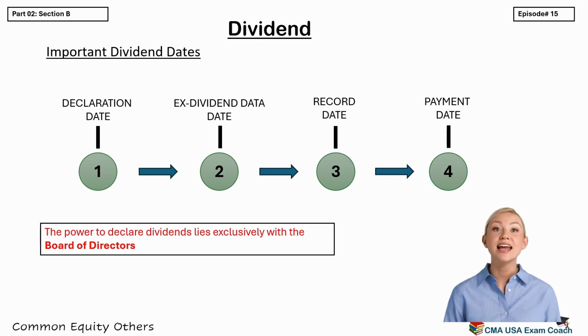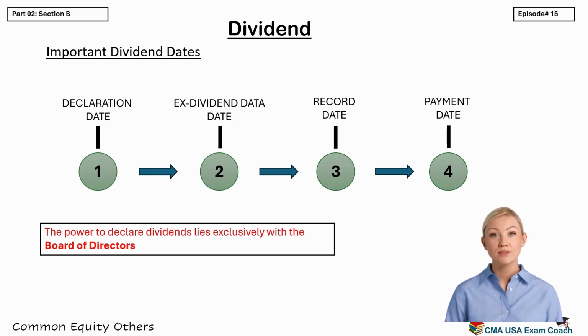Now you can see why the ex-dividend date comes before the record date. It allows time for the stock transaction to settle and the buyer's name to be recorded. Finally, the payment date. This is the day the company actually distributes the dividend to the shareholders, either by direct deposit, check, or crediting it to their brokerage accounts.